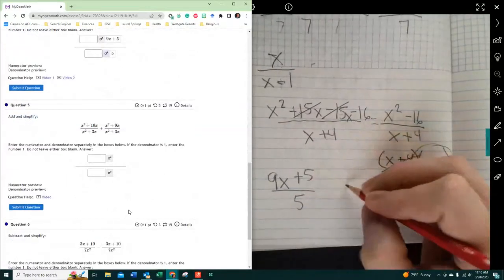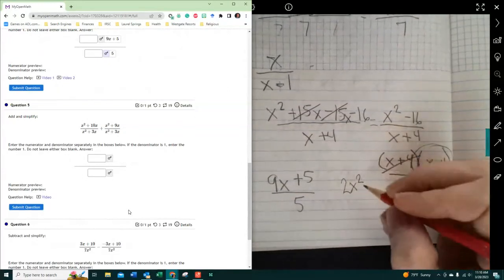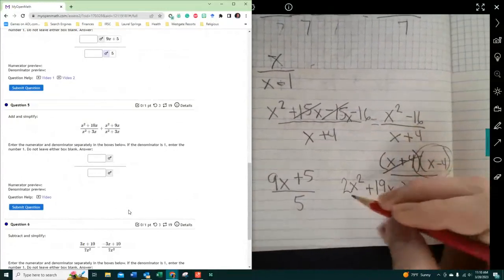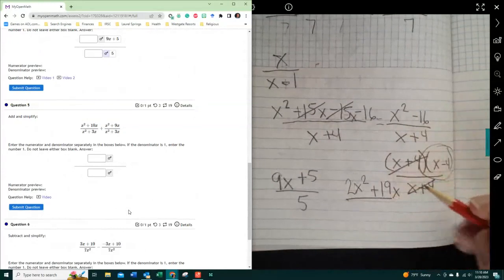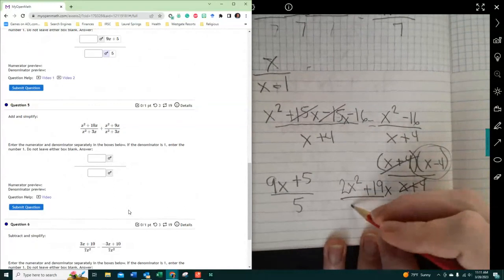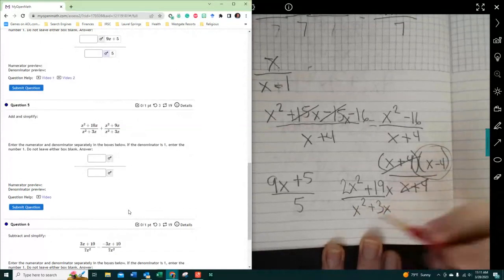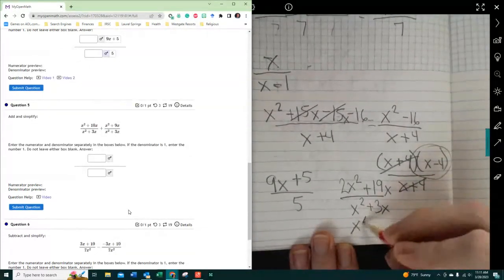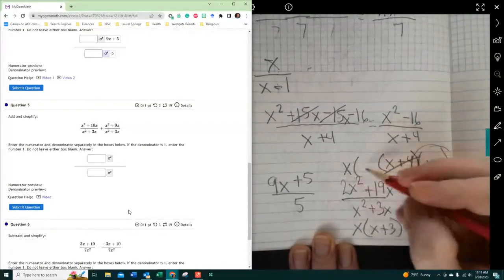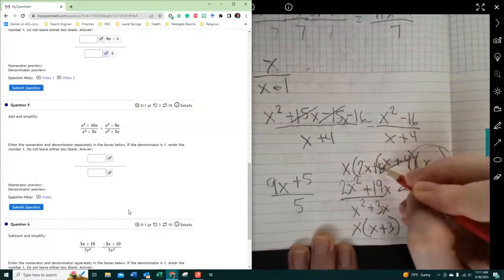Again, we keep on going. We're going to go ahead and add our x's together. We're going to get 2x squared plus 19x. And then we can see that this has an x that's common to both of them, and this has an x common to both of them. So what we do is factor out an x between this. We're going to get x plus 3. Factor out an x here, because we can't factor out a 2 or anything, right? We're going to get 2x plus 19.